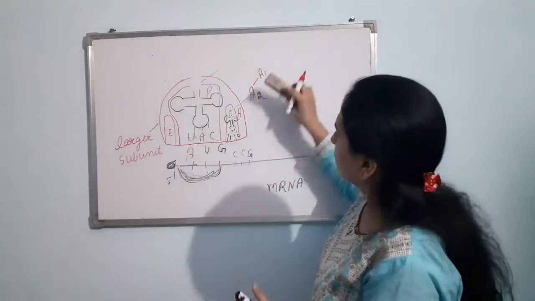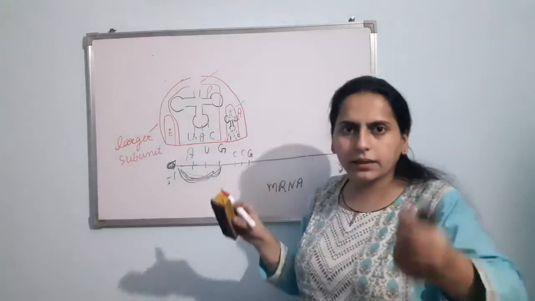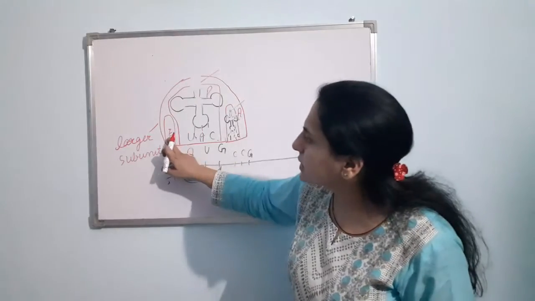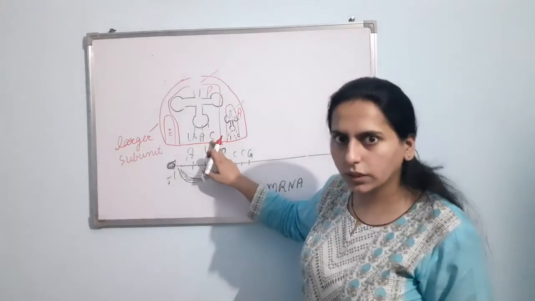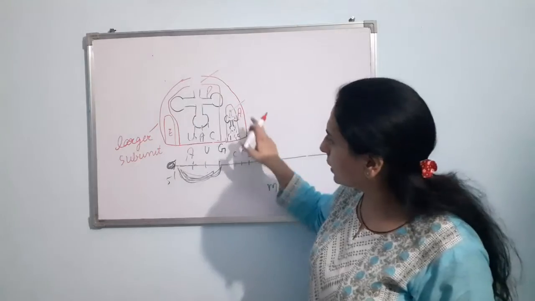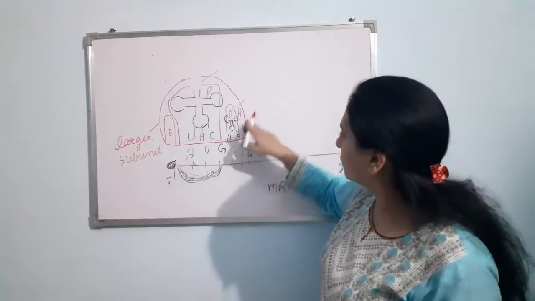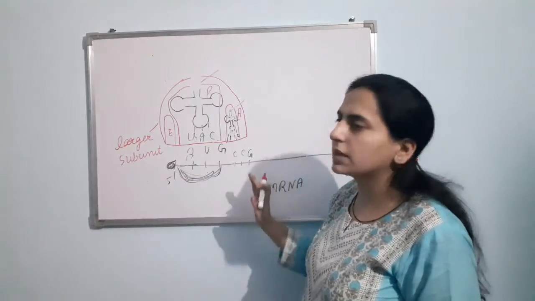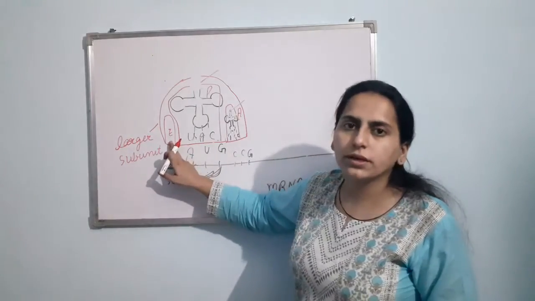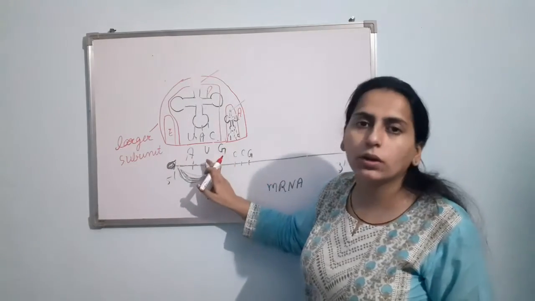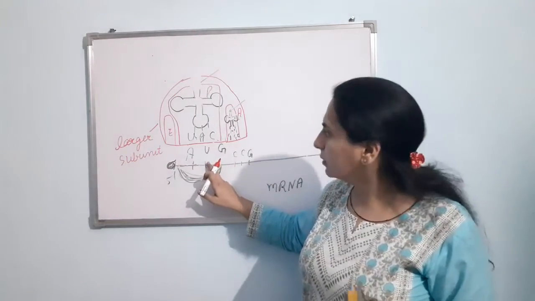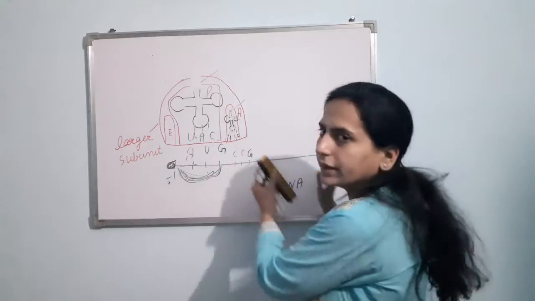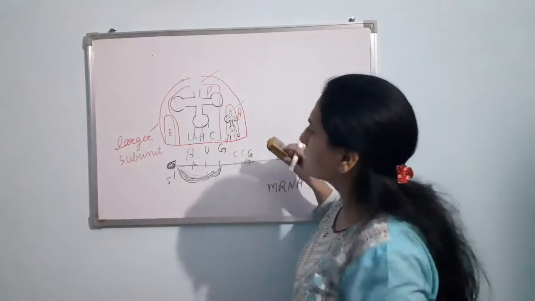Now, let me make it clear with a diagram. If it jumps, the E site will come here, the P site will come here, and the A site will come here. Are you getting it? It is jumping, so it is moving one step ahead. Earlier the E site was here. Now the E site will come on the code AUG. Am I clear? Now the P site will come on the code CCG. It will move one step ahead. Now just see what will happen.